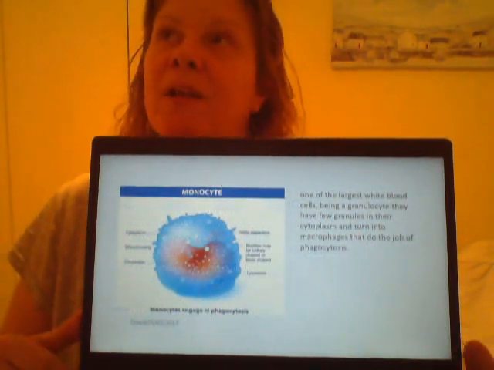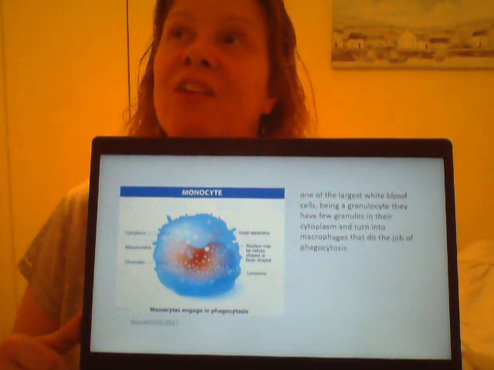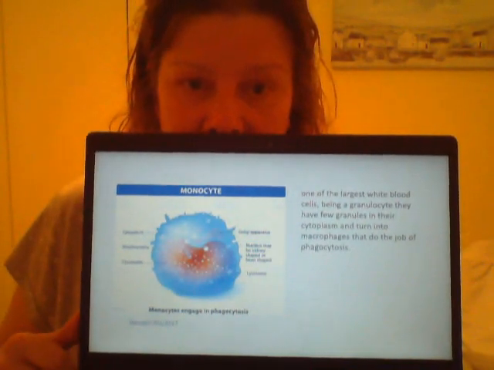The monocytes can digest larger particles than other white cells due to their size when they leave the bloodstream. They are one of the largest white blood cells.